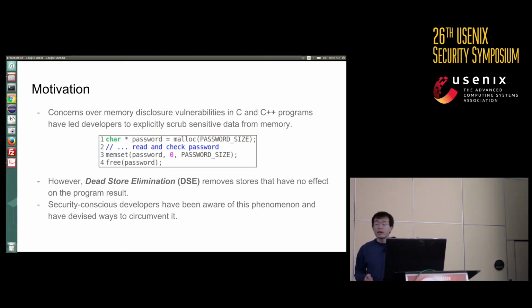However, in reality, this example most likely won't work because compilers perform an optimization called dead store elimination, or DSE for short, which removes stores that have no effect on the program result. Developers have been aware of this phenomenon and have devised various ways to circumvent it, which led to a proliferation of secure memset implementations of varying quality.